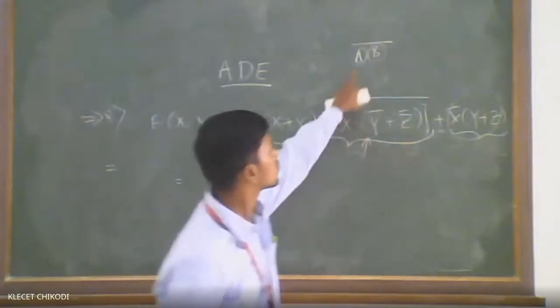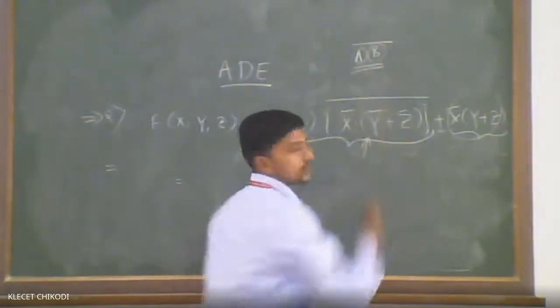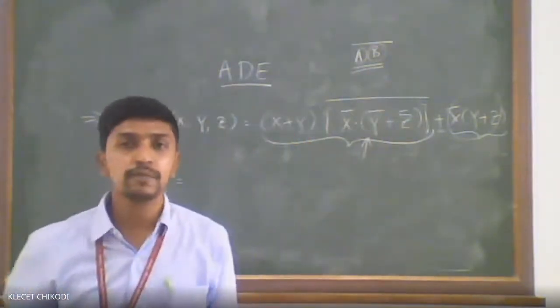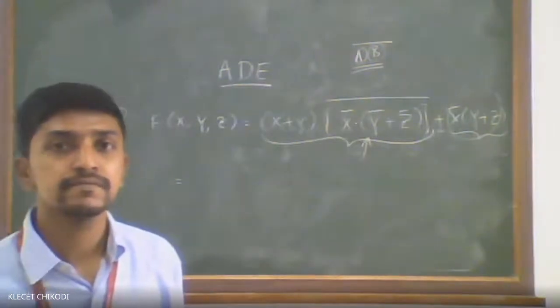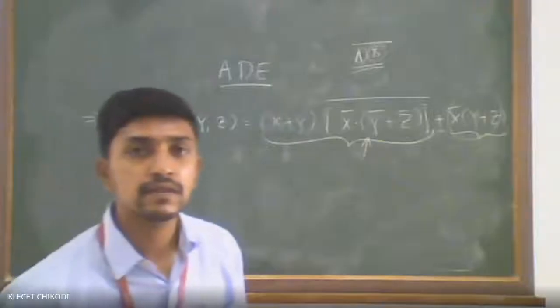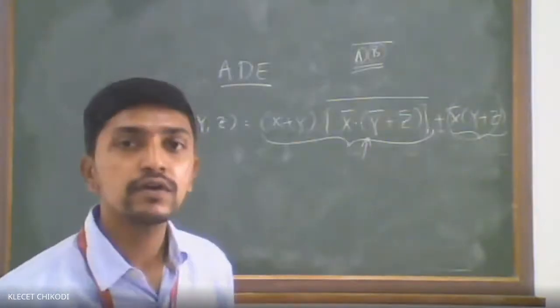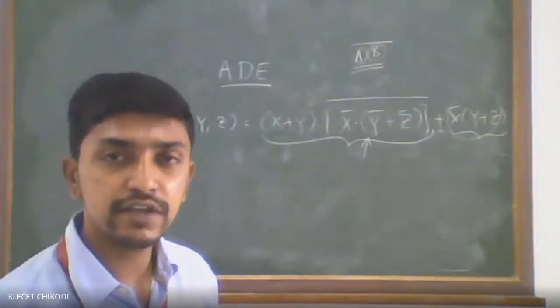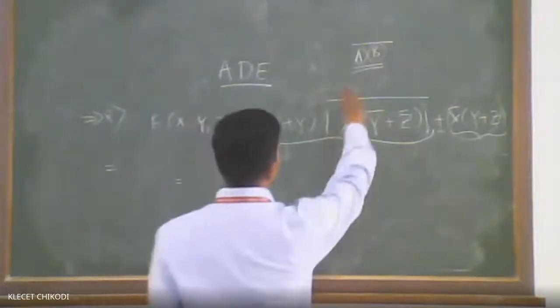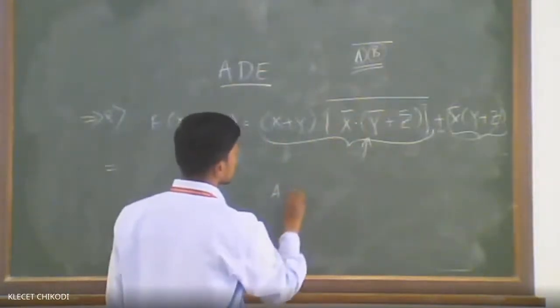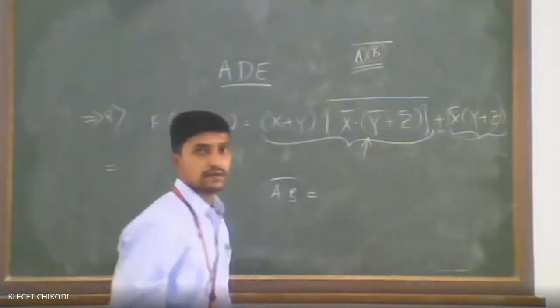If it is like this, which theorem are you going to apply? De Morgan's law, De Morgan's theorem. First theorem or second theorem? Second theorem, sir. So what will it be? A into b whole bar is equal to a bar plus b bar. Right?